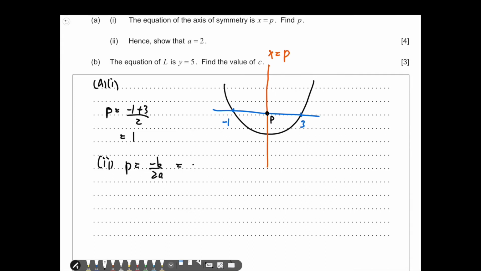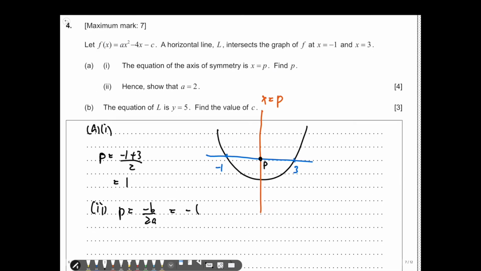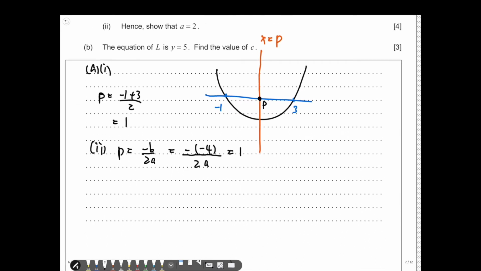And for the -b, from this we know b is equal to -4. So we have -4 over 2a, and that is equal to 1. That's what we found previously. So we can find a, which is equal to 2. So very simple. We have just done part A, and now we move on to part B.